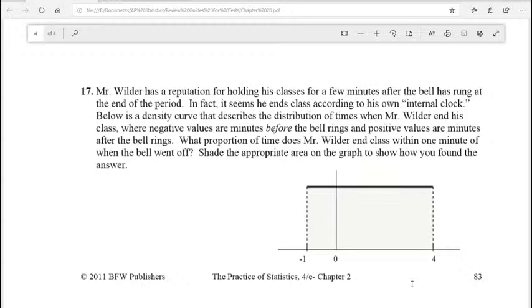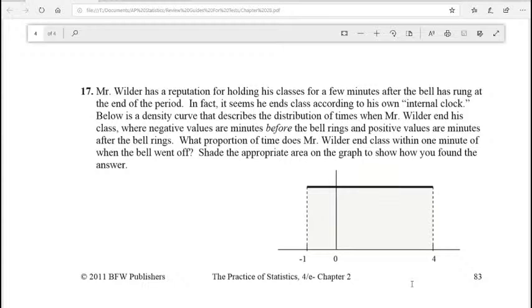So if we're talking about going within one, then you just want to shade the area. So what values are we interested in going between? This is just a hint to get you started. What values are we interested in going between? And then use that to figure out what the area is going to be.